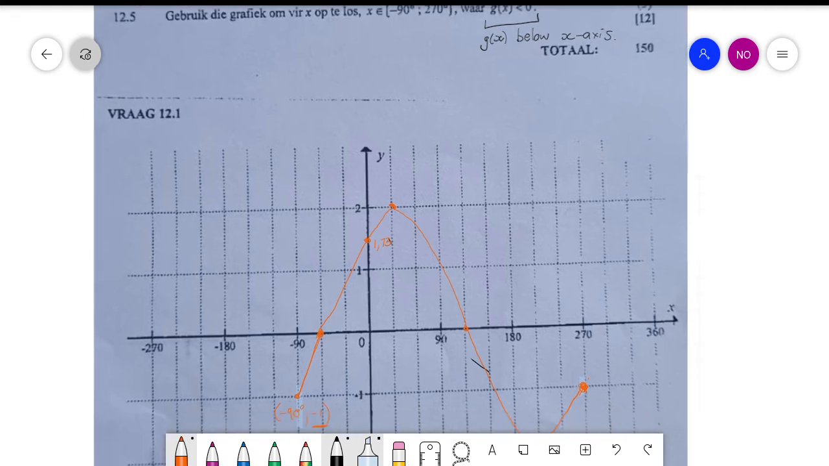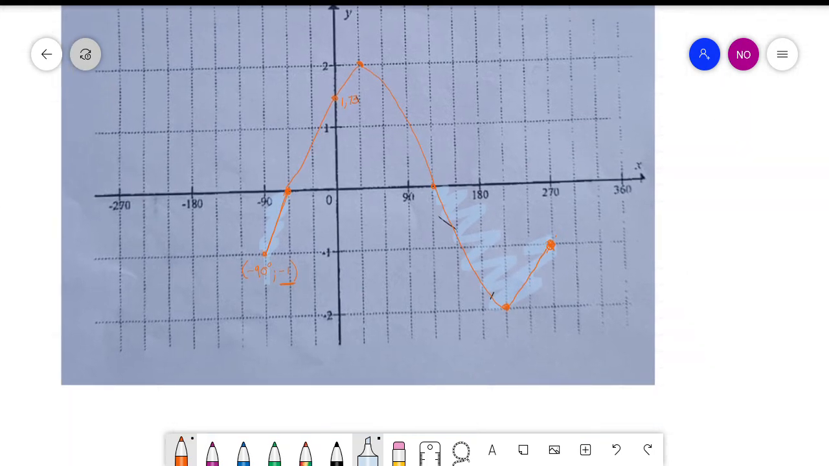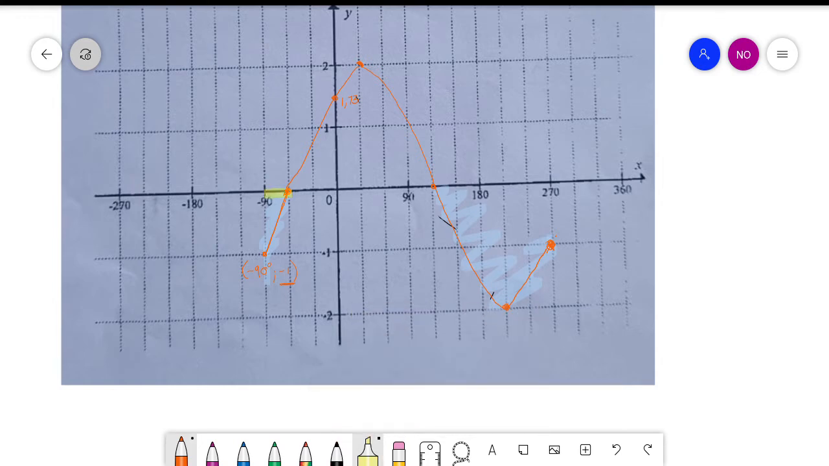So kom ons gaan kyk, stem julle saam. Hy's onder die x-as vir hierdie stukkie en hy's onder die x-as vir daai. Okay? But remember, you write your answer in x values. So I'm going to say for this value and for that value. So my answer will be x bigger than or equal to negative 90 up to negative 60. Okay, kom ons. Hierdie was die vraag gewees.